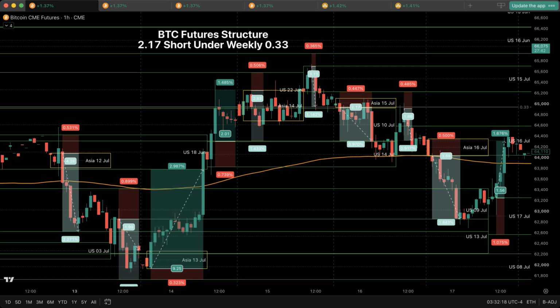The session forms at weekly 0.33. Before any 1-hour trade, the higher time frame comes first. Do not enter the chart blind. Look at the monthly chart. Look at the weekly chart. Look at the daily chart, especially the weekly chart. The weekly chart must stay in your head before the first entry line appears.